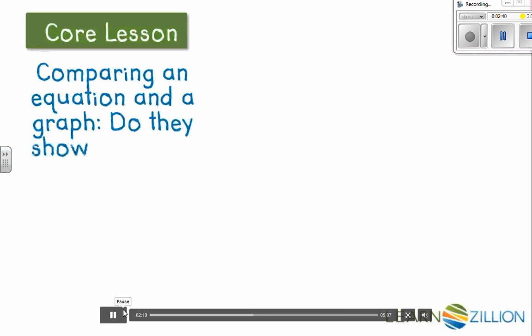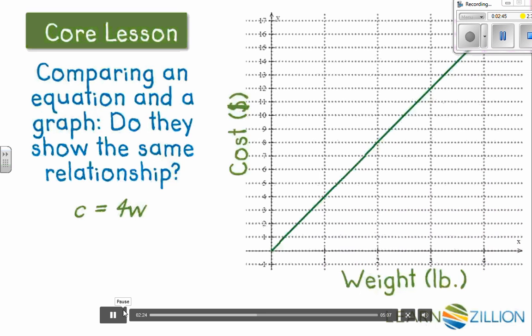First, let's learn how to compare a graph and an equation to see if they're showing the same relationship. Here's an equation, c equals 4w, and here's a graph. There are a few ways to check whether they in fact show the same proportional relationship. One way, which is a bit slower, is to test specific ordered pairs. For example, here's an ordered pair on the graph, 2, 8. Plug those numbers into the equation. In this case, they do satisfy the equation.